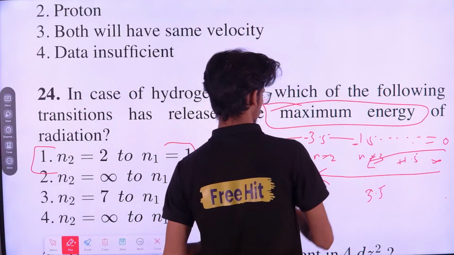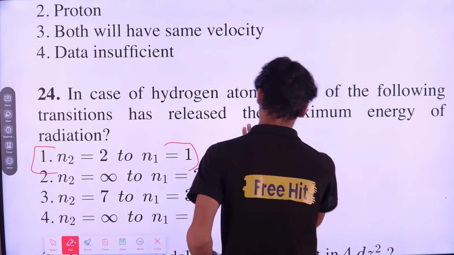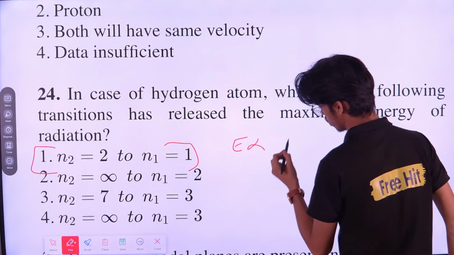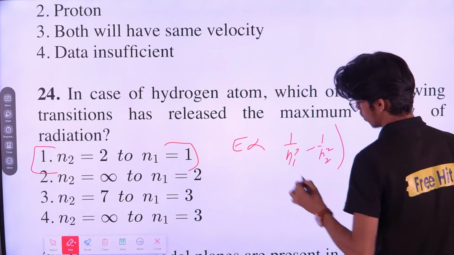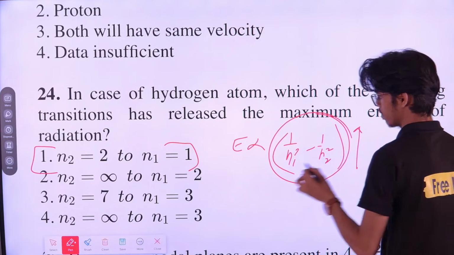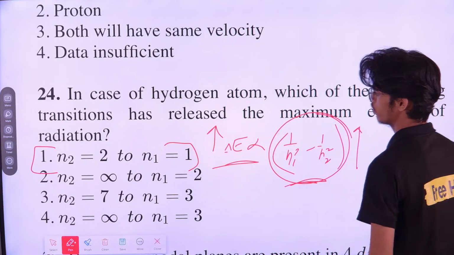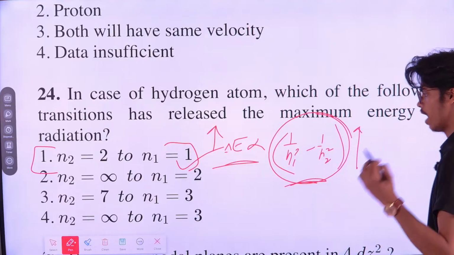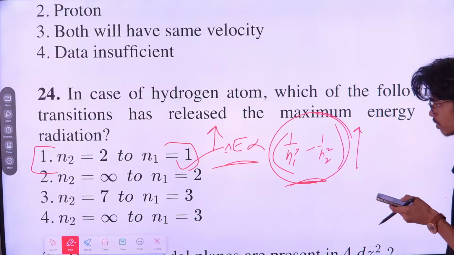But if you don't want to do the problem this way, see, energy will be directly proportional to 1 by n1 square minus 1 by n2 square. This is the formula, and whoever has this value as the highest will have the highest energy gap. So calculate for all of them, and you will find that for this particular scenario, the gap is the highest. So 24, option number 2.